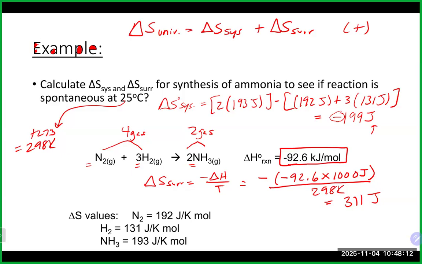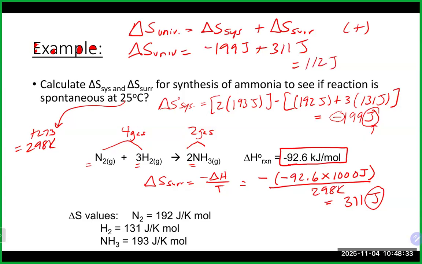So now we got that. They're both in joules because I made sure of it, which is good. And now we could just pop it into here, and we're going to go negative 199 joules plus 311 joules. And that's going to get us there. We'll call it 112 joules in this case.